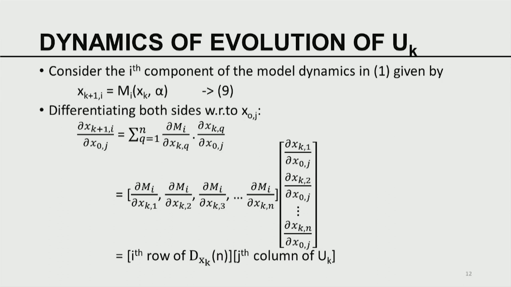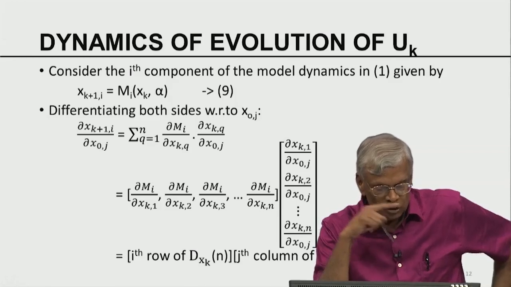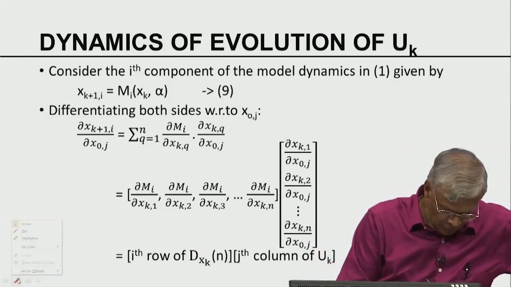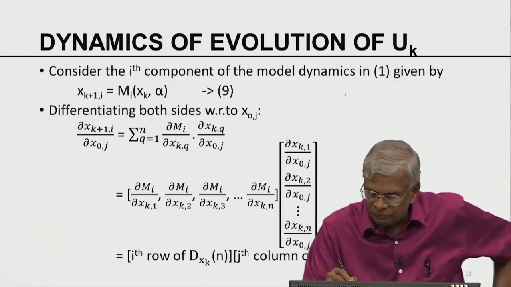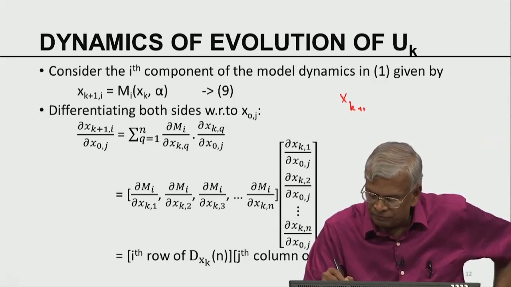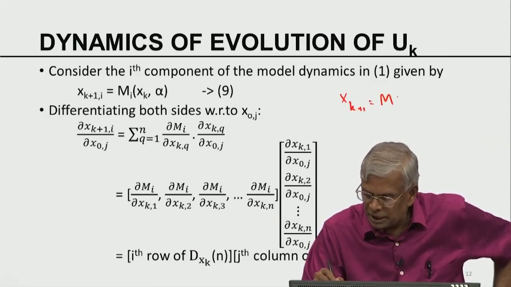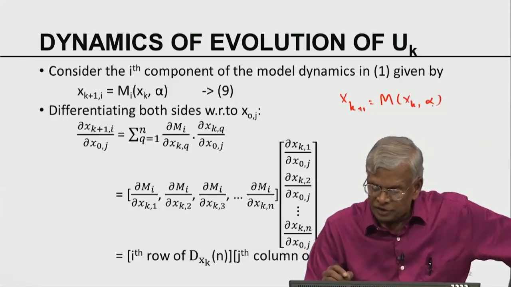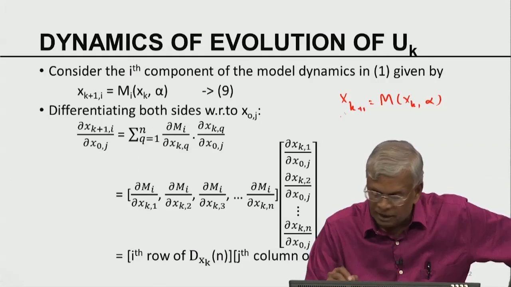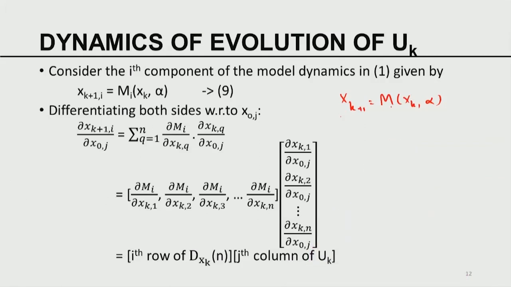So, the dynamics of evolution of Uk is our next topic. Consider the ith component of the model dynamics in 1. Please remember the model dynamics is given by x_{k+1} = M(x_k, alpha). If I consider the ith component on the left hand side, I should be able to consider the ith component on the right hand side, and that is what equation 9 is all about.